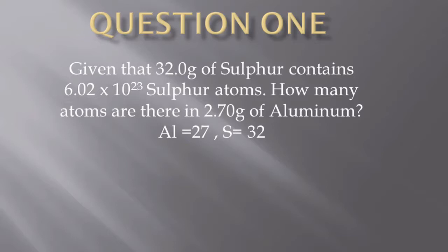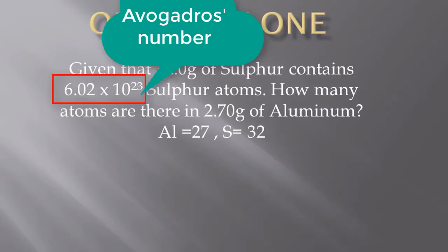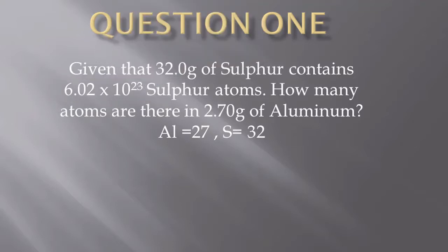The first information that you're going to decode from here is that you're talking about a number, 6.02 times 10 raised to power 23, and this number is called Avogadro's number. And this number appears in Avogadro's law, which says that 1 mole of any substance contains 6.02 times 10 raised to power 23 species. Species here could mean atoms, molecules, or ions. So as you can see here, the question says, given that 32.0 gram of sulfur contains 6.02 times 10 raised to power 23 sulfur atoms.